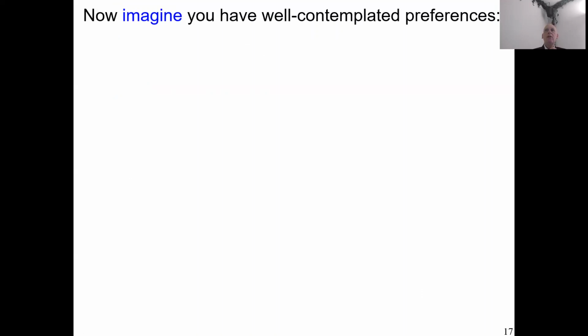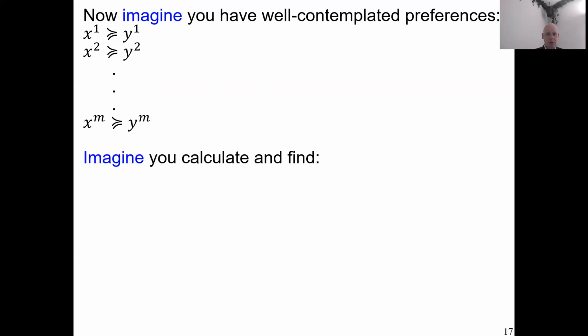Now imagine you are in a particular situation. You have preferences that you thought about very well. You really think, these are my preferences. You thought well about them. You have x1 preferred to y1, x2 preferred to y2, and let's say m preferences, xm preferred to ym. You're going to do some calculations to see how things are.